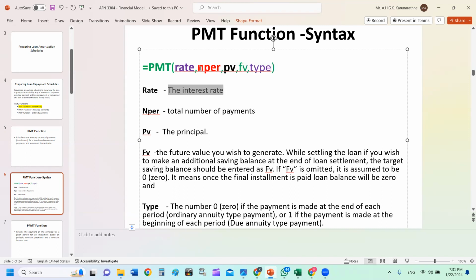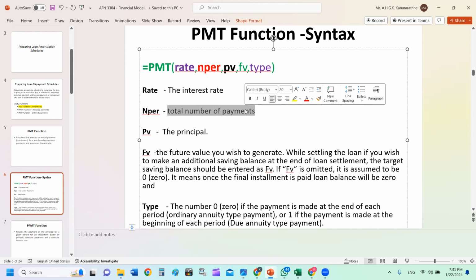Then NPER means the total number of payments. For example, if you borrow a loan for a 5-year repayment period, and if you pay annual installment, right, total number of payment is 5. Loan period is 5 years, and you are making annual installment. So how many payments? 5 installments, right? So accordingly, NPER represents how many number of payments you make, right?